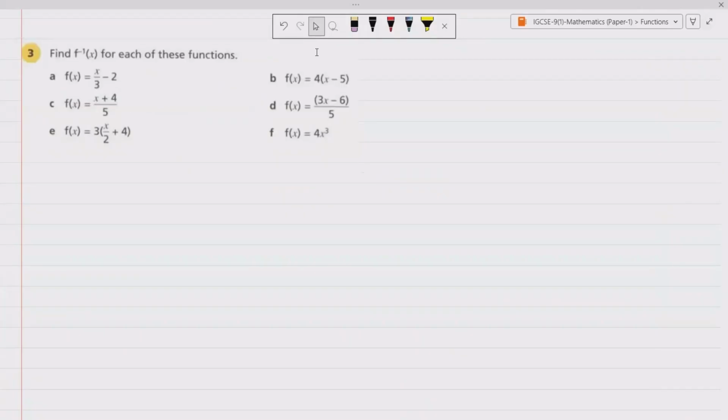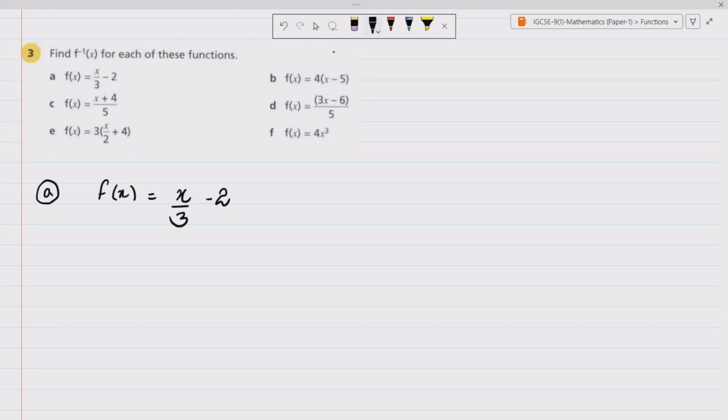So now we are doing question 3 of exercise 21B. And in question 3, we are asked to find the inverse of each of these functions. So there are 6 functions and we have to find the inverse of each of them. So let's do part 1. In part 1, f of x equals x upon 3 minus 2.